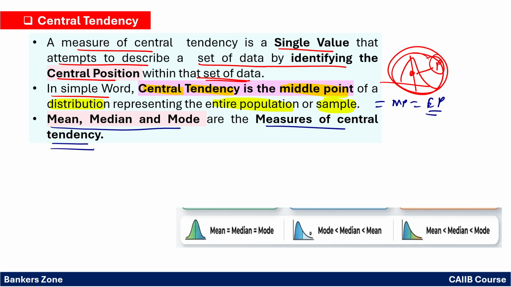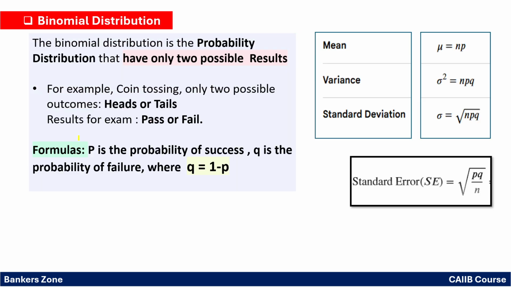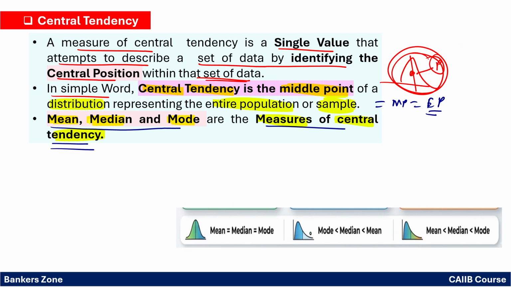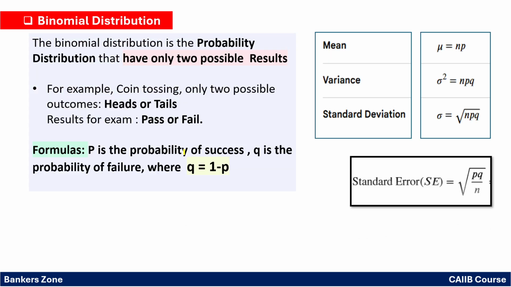So they will ask you which of the following is not a measure of central tendency. Remember, mean, median and mode are the measures of central tendency. All about mean, median and mode, how to calculate them, all the formulas, we will discuss in the next chapter. Now, binomial distribution.